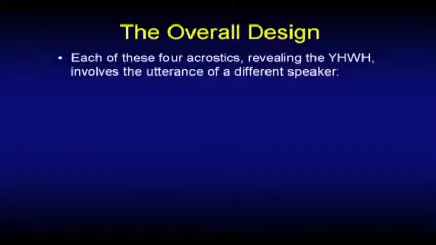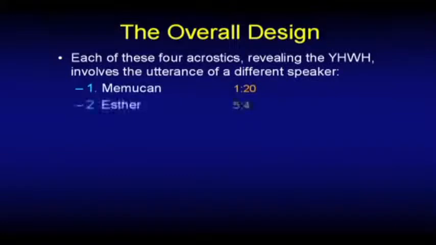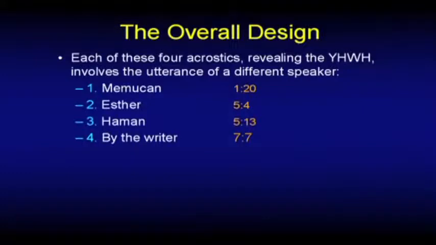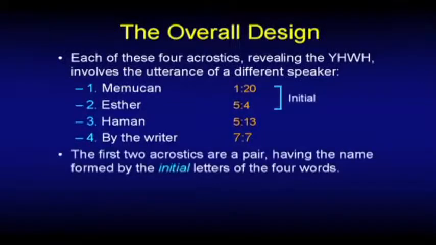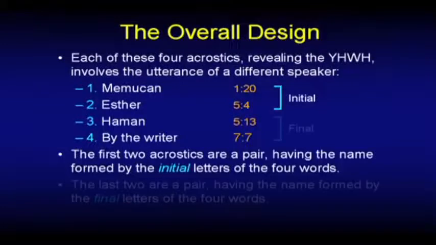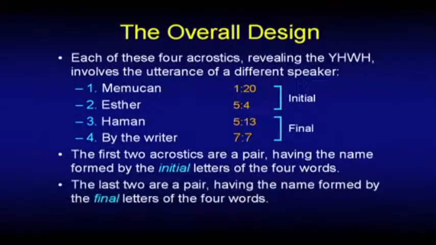Okay. The overall design. Each of these four acrostics revealing Yod Hey Vav Hey involves the utterance of a different speaker. The first one was Memucan, the second one was Esther, the third one was Haman himself, the fourth one was the writer of the book of Esther. Got that so far? All right. The first two acrostics are a pair, having the name formed by the initial letters of the four words. The last two are a pair, having the name formed by the final letters of the words. You with me so far?